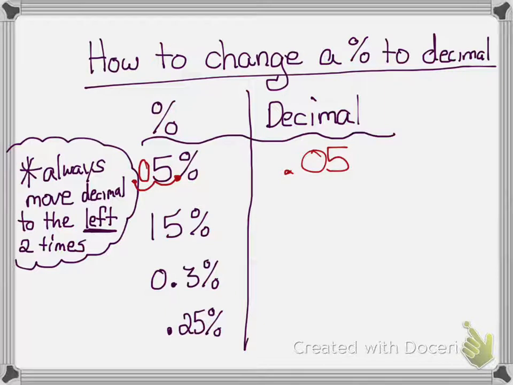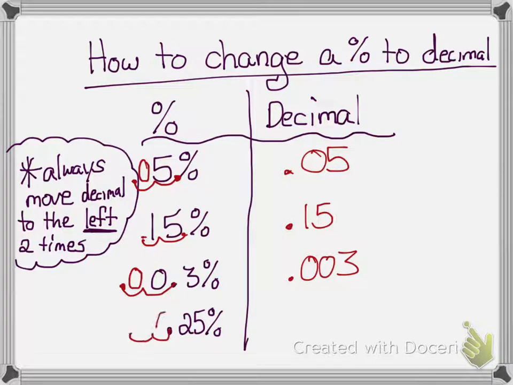All right, let's look at 15%. There's a decimal at the end. If I move it to the left 2 times, it becomes 0.15. And then the 0.3%, if I move that decimal to the left 2 times, I do have space in front of that 0, so I'll put a 0 right there, which will turn to 0.003. And in that last example, if I move that decimal to the left 2 times, I will have 2 spaces, so therefore I'll put 2 zeros in front, which will turn to 0.0025.